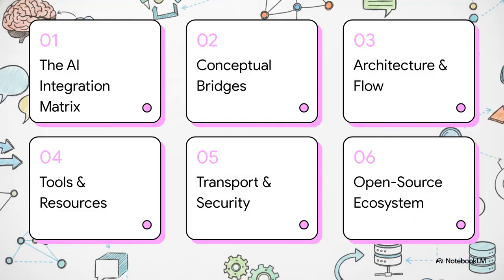Here is our roadmap for the next 10 minutes. We'll start with the AI integration matrix, cross some conceptual bridges, map out the architecture and flow, look at tools, resources, and prompts, touch on transport and security, and finally, wrap up with the open source ecosystem.